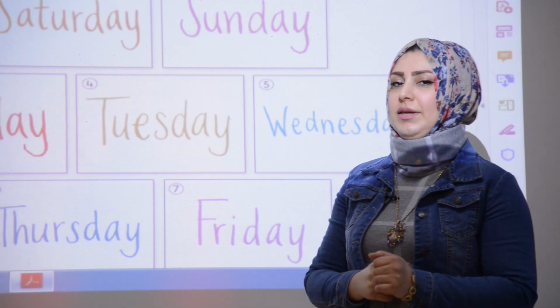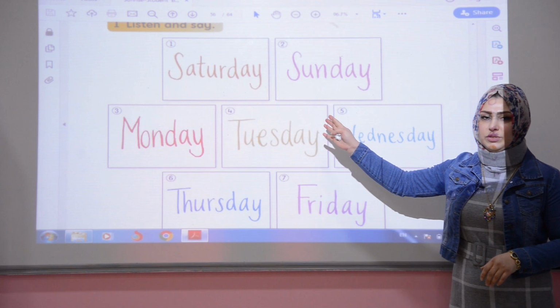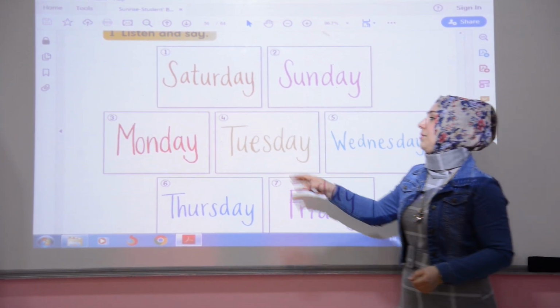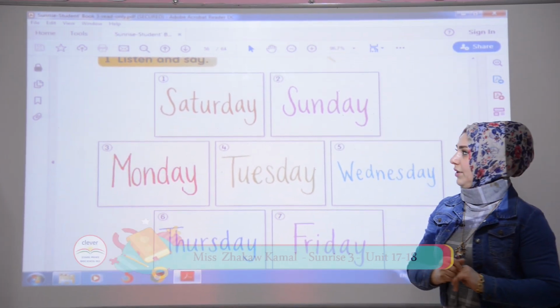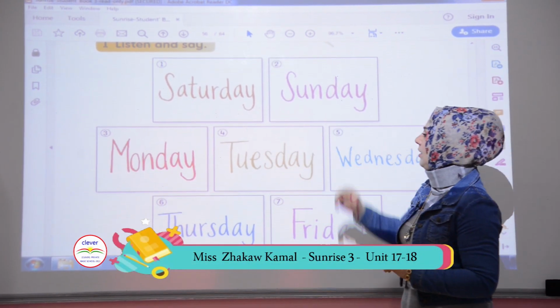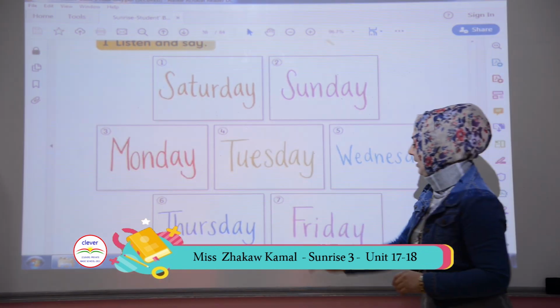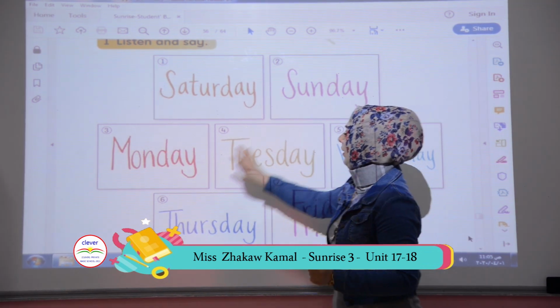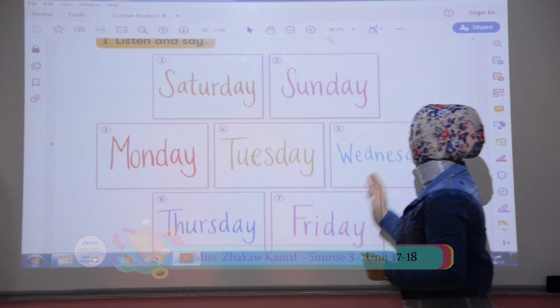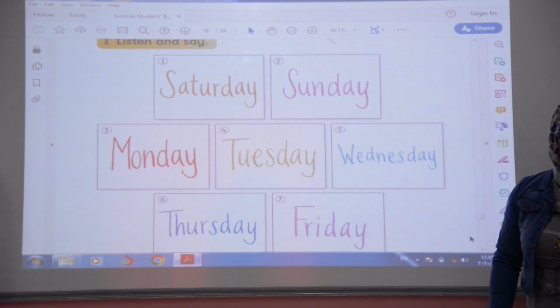Hello everyone again and welcome back. Okay, today I'm talking about Unit 17. Unit 17, it's about the days of the week. We have Saturday, Sunday, Monday, Tuesday, Wednesday, Thursday and Friday.